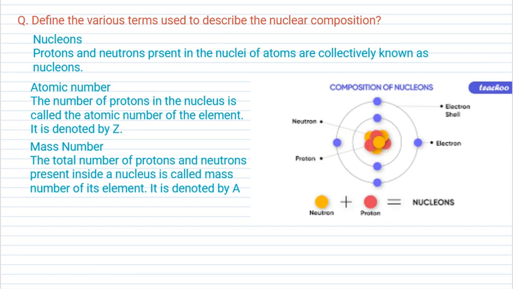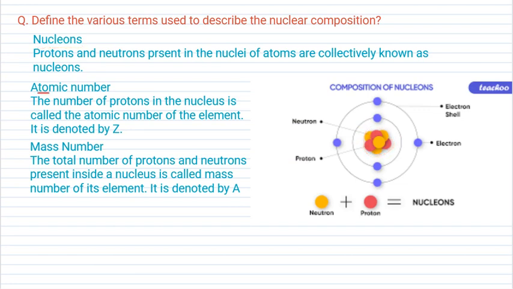Now the protons and the neutrons together make the nucleus, therefore they are known as your nucleons. So a nucleon can be a proton, it can be a neutron. Basically it means anything which is inside the nucleus. So any particle which is inside the nucleus is known as a nucleon.